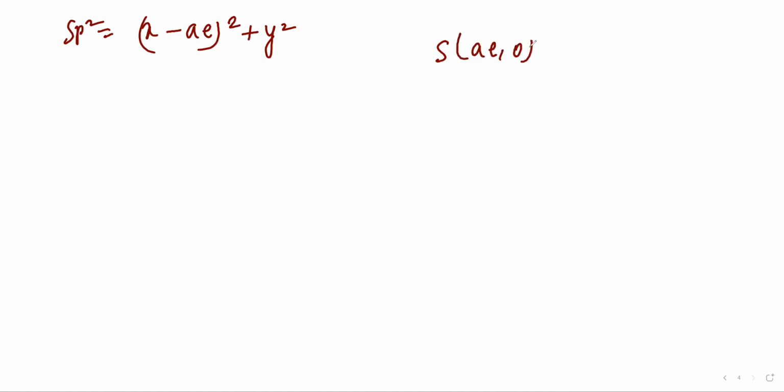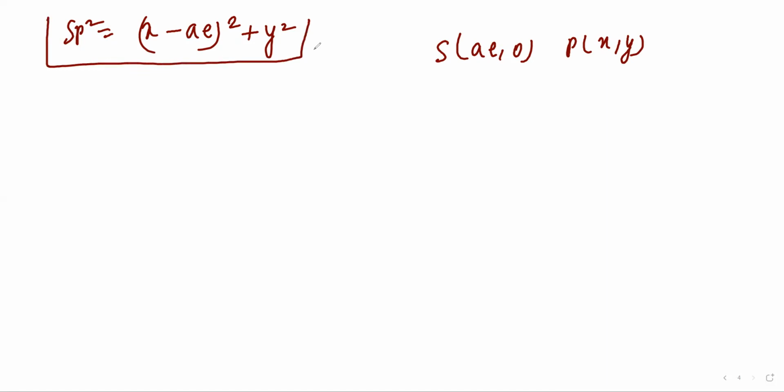Now see on the next page. So SP square will be x minus ae whole square plus y square, right? S coordinates we were knowing, that is ae comma 0, and P coordinates we know, that is x comma y. So by applying the distance formula, we have got this equation, right?